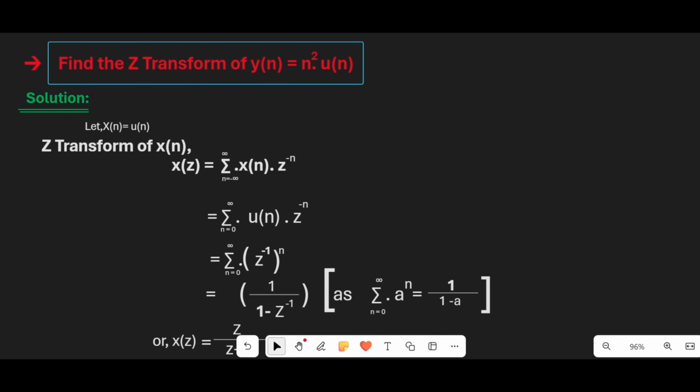Another problem: find the Z transform of y of n equal to n square into unit step signal. Let x of n equal to u of n. The Z transform of x of n is X of z equal to summation of n equal to minus infinity to plus infinity x of n into z to the power minus n. Here x of n equal to u of n, and the Z transform of x of n is 1 by (z minus 1).